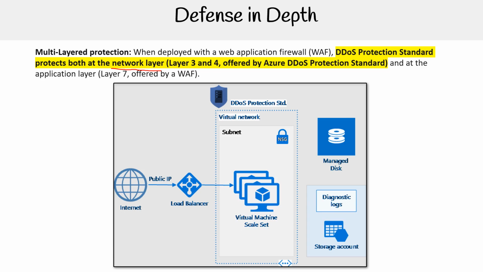So here's an architecture of DDoS protection standard being used. You can see that it will always be placed in the network layer, so it's applied to the virtual network, subnets, network security groups, and so on. A lot of people get it confused with perimeter layer when it should be the network layer, so that's defense in depth.